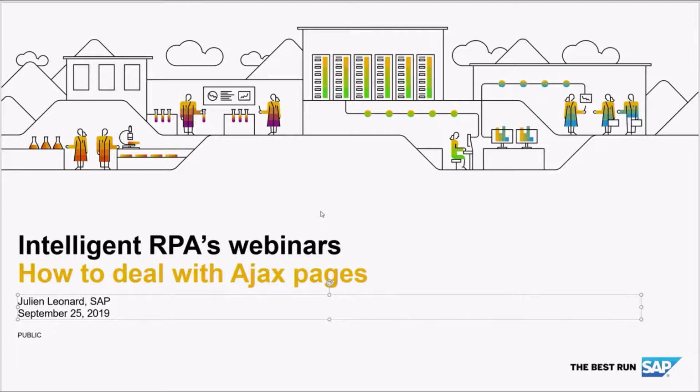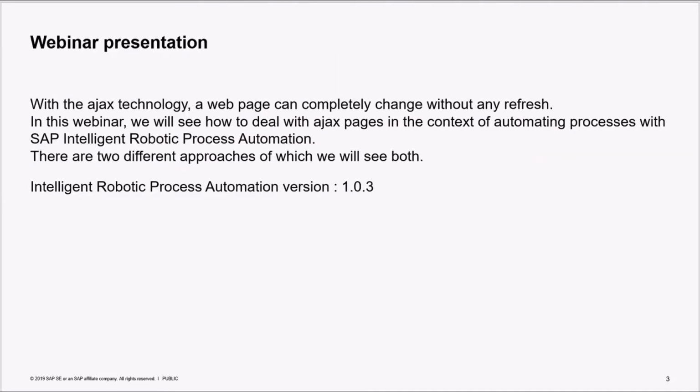Today we will talk about how to deal with Ajax pages. With Ajax technology, a web page can completely change without any refresh. It may cause some trouble to pilot this type of page, and we will see that there are two different approaches to pilot and manage them. We will use the Intelligent Robotic Process Automation version 1.03.